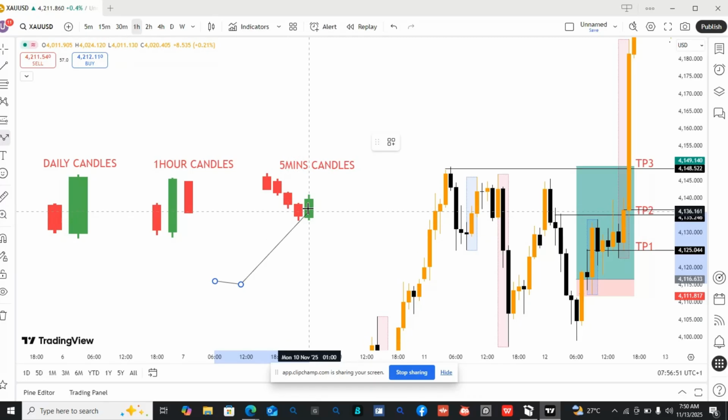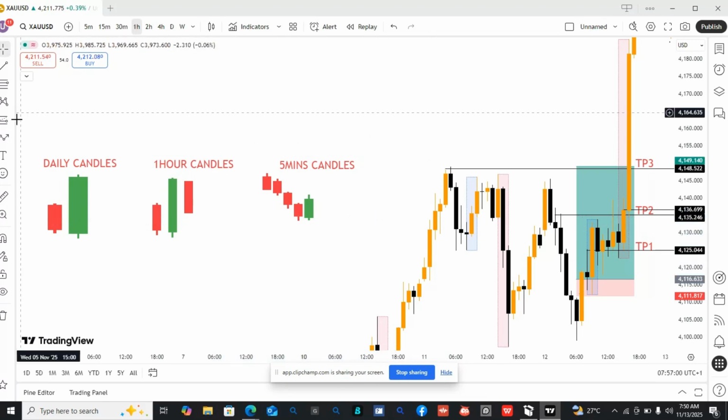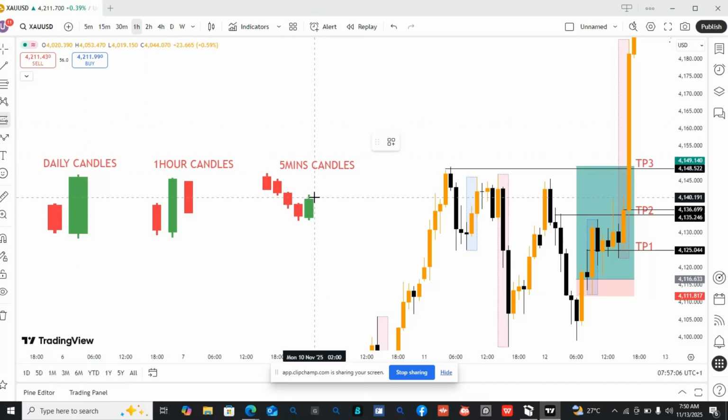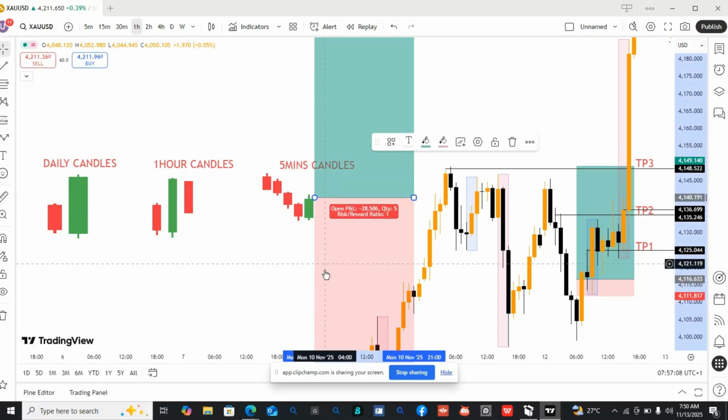So immediately this bullish engulfing candle forms, I will pick up a buy at this zone. Let me show you. I put my buy entry here, and the stop loss will be below.